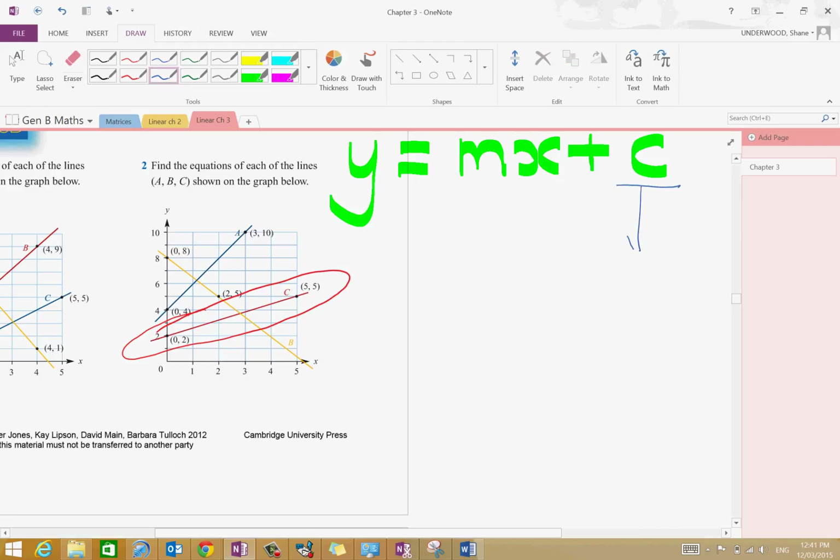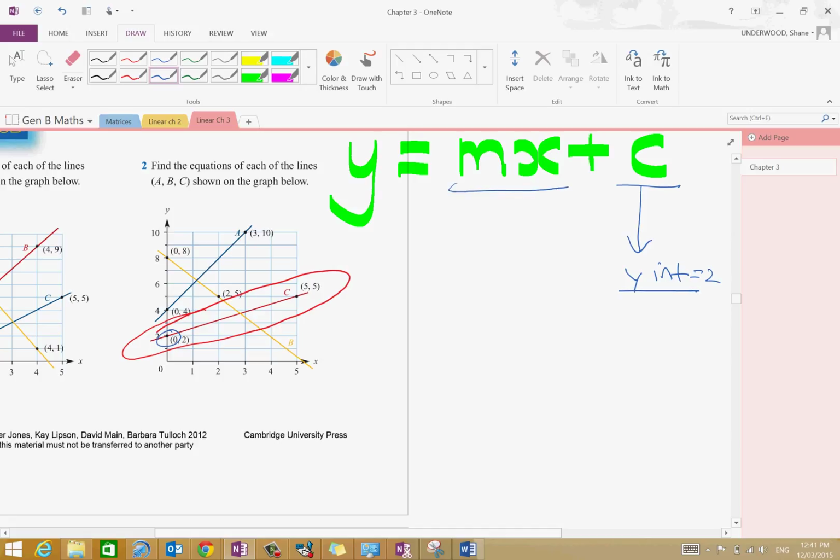But the thing is that c is the y-intercept. And we're given the y-intercept because the y-intercept is what? It's 2. So we already know c. So the slope is always the hardest thing to find.